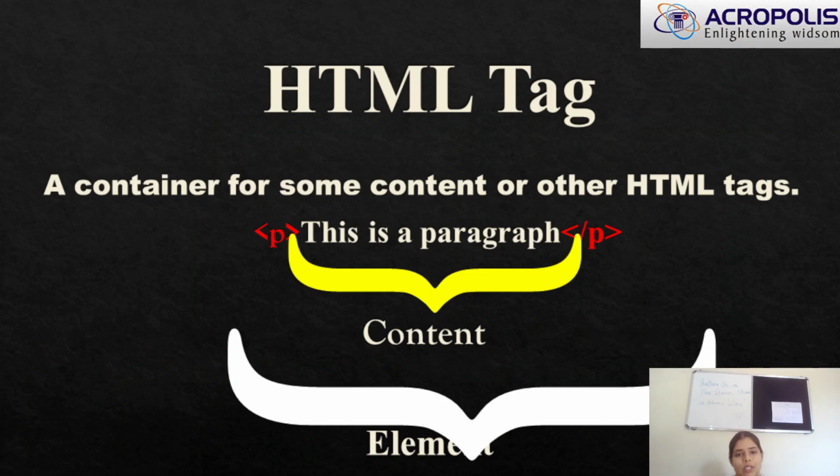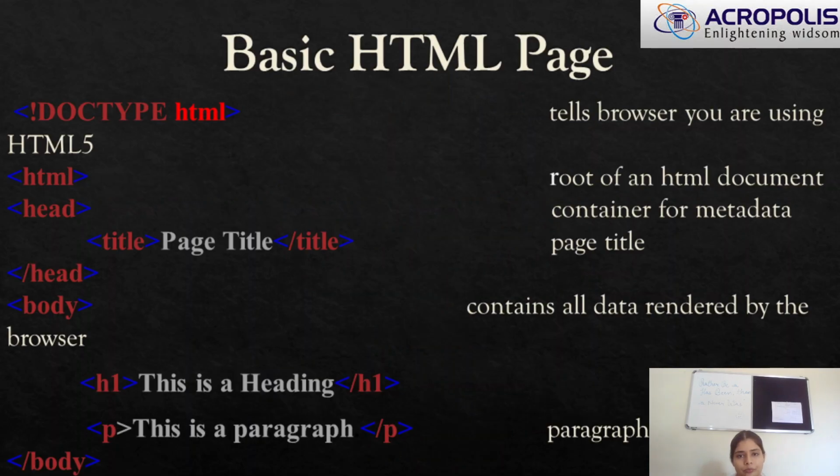So what is an HTML tag? An HTML tag is a container for some content or other HTML tags. Here we are taking the p tag. The p tag is used for writing a paragraph. The first p is the paragraph opening tag and slash p is the paragraph closing tag. Inside the paragraph tag, we are writing some content. So here the content and tag together are known as an HTML element.